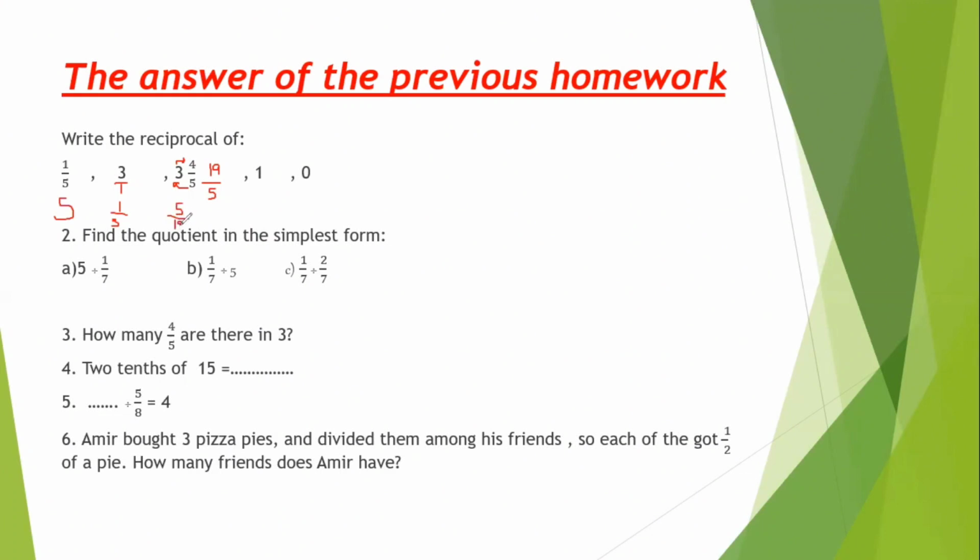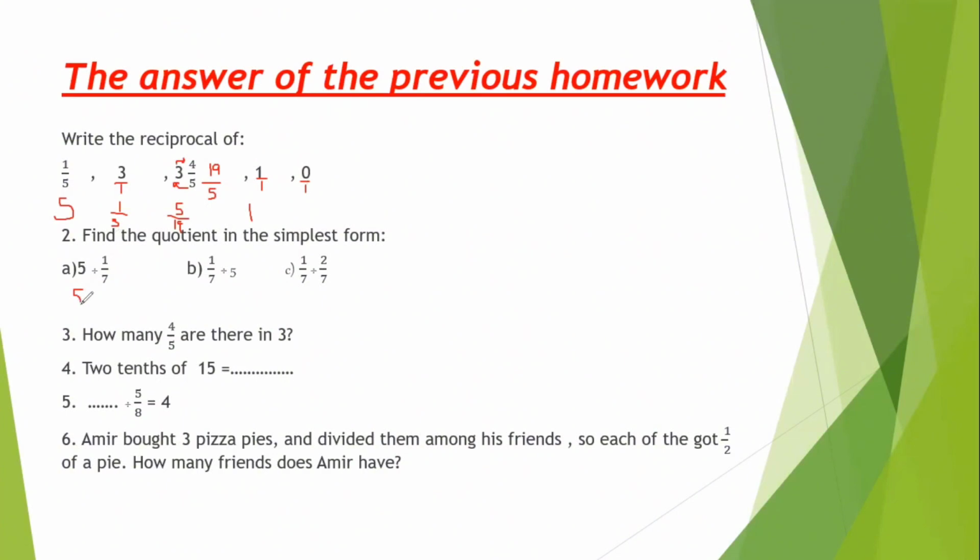The reciprocal of 1 is 1. Why? Because 1 over 1, it's the same. If I flip it, it will be 1 over 1. 0 has no reciprocal. Why? Because this is 0 over 1. If I flip this fraction, it will be 1 over 0, and we don't put 0 in the denominator. 2, find the quotient in the simplest form.